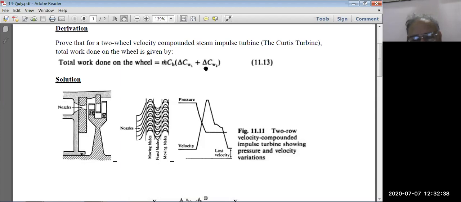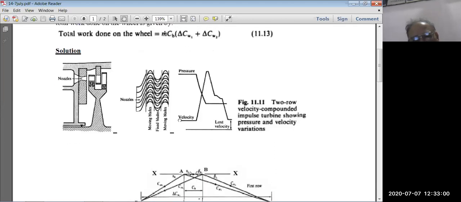This is the total change in the whirl component of velocity in the two wheels, and multiplied by Cb, it gives you the per kg work done because of this whirl component. Multiplied by m dot, it will give you the total power output of the moving blades, the total rate of work done on the moving blades by the steam.